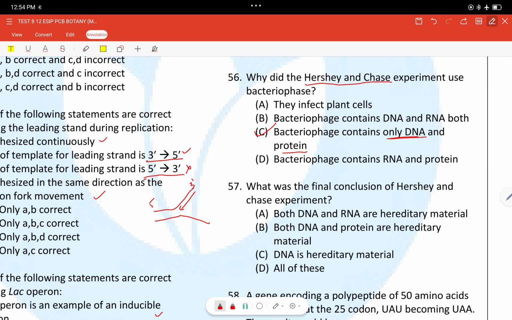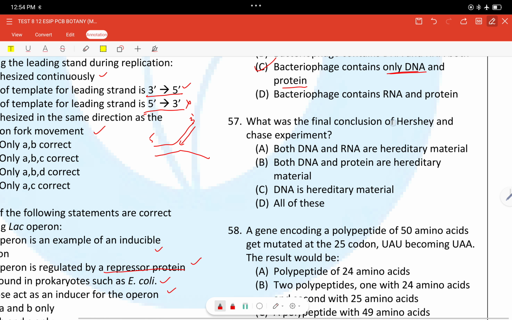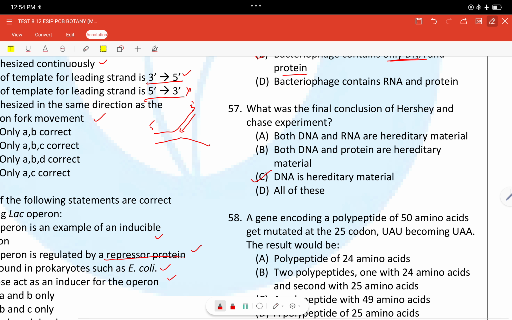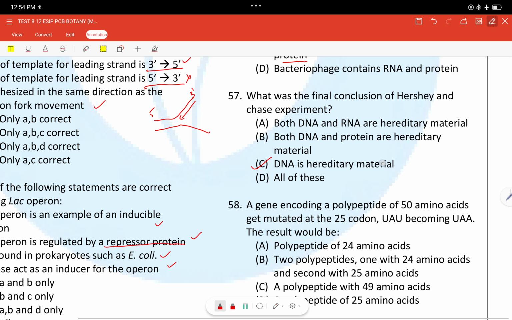What was the final conclusion of the Hershey and Chase experiment? The Hershey and Chase experiment proved that DNA is the hereditary material and not the protein, because that was the confusion at that time, whether DNA or protein is the genetic material. So they gave unequivocal proof that DNA is the genetic material.